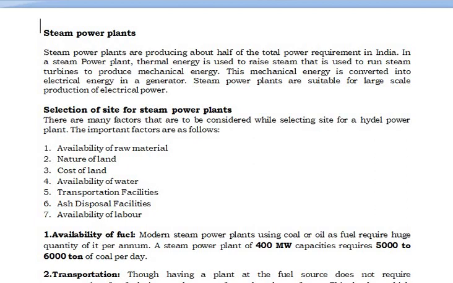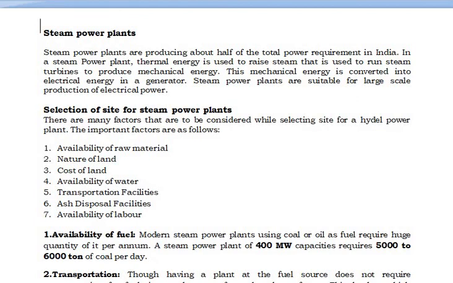So, how do we select the site for steam power plants? Selection of site for steam power plants, we'll deal with that. There are many factors which can be considered while selecting the site for a hydel power plant or steam power plant. The first point is availability of raw material, the second is nature of land, the third is cost of land, the fourth is availability of water, the fifth is transportation facilities, the sixth is ash disposal facilities, and the seventh is availability of labor. All these factors are considered while selecting the steam power plant site.